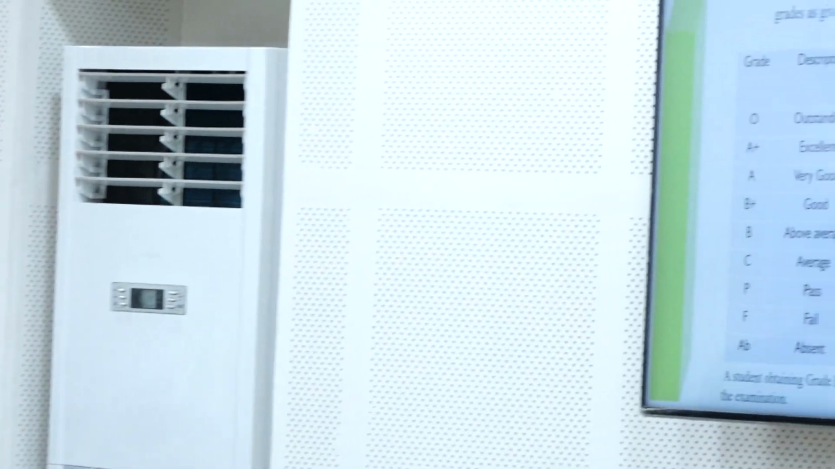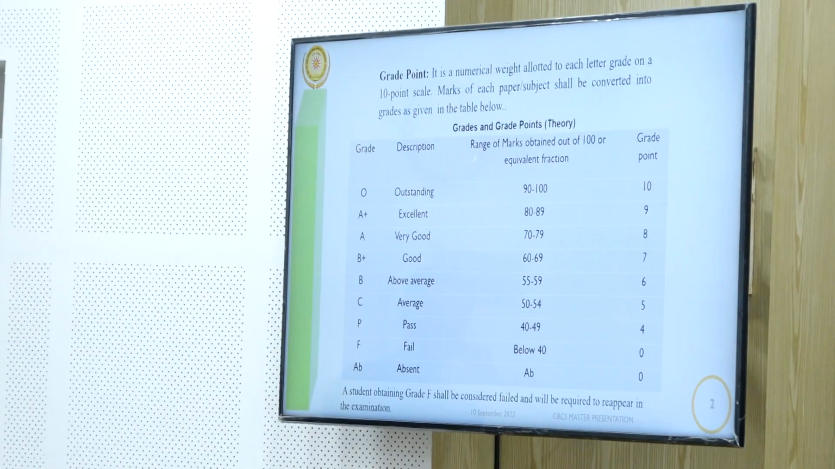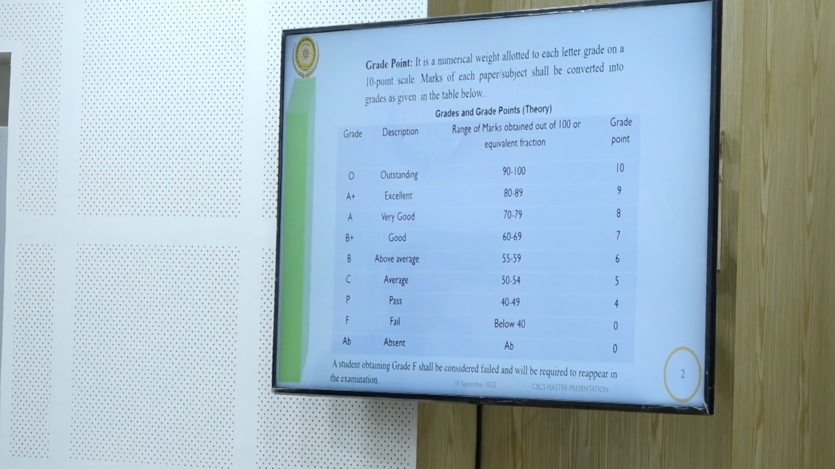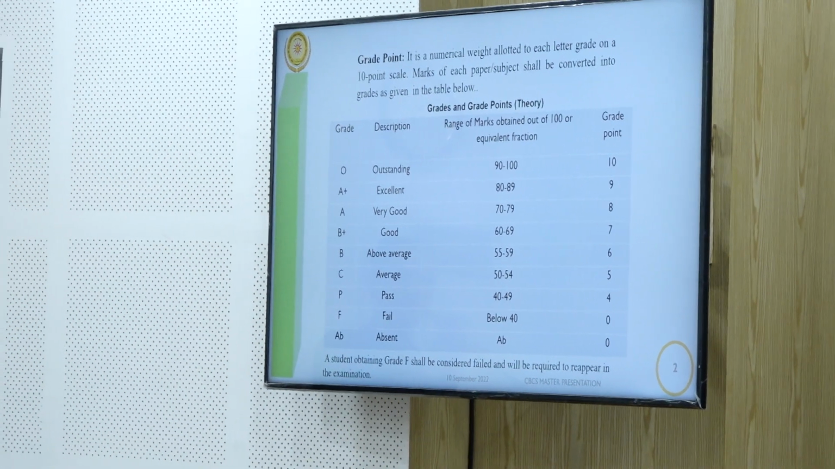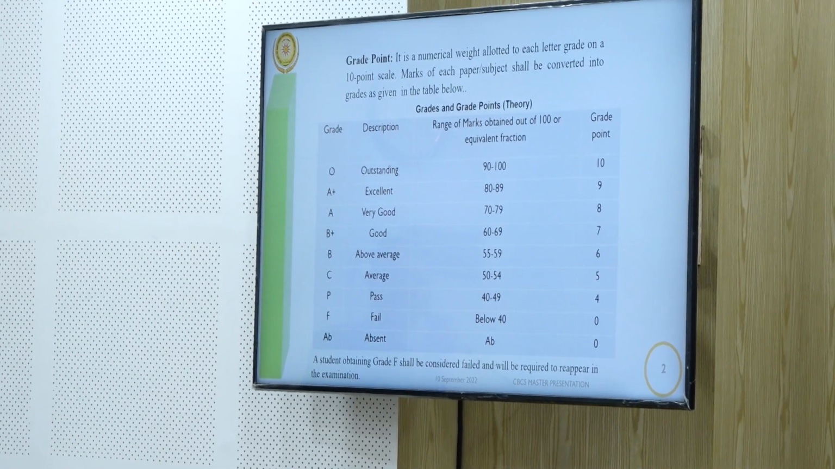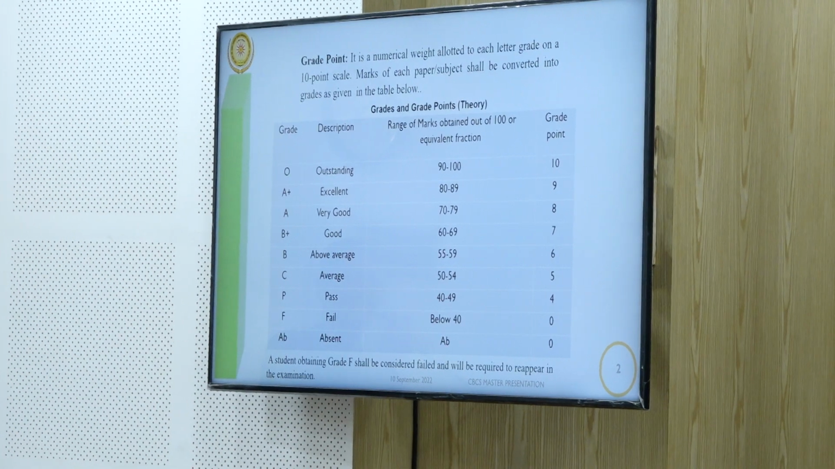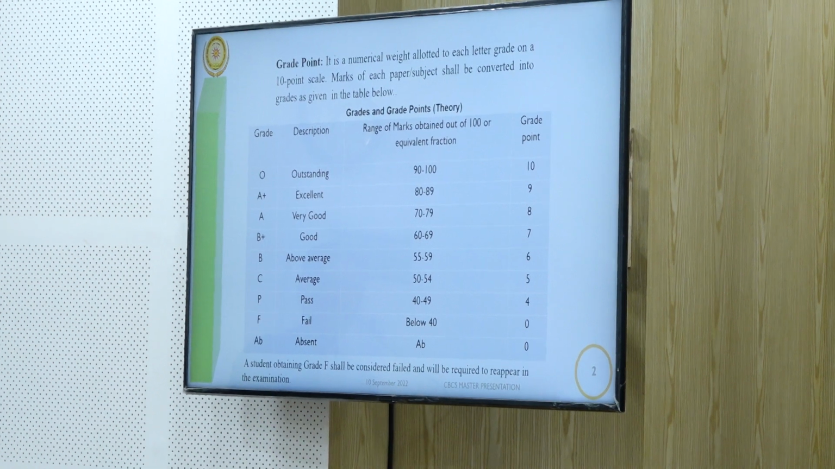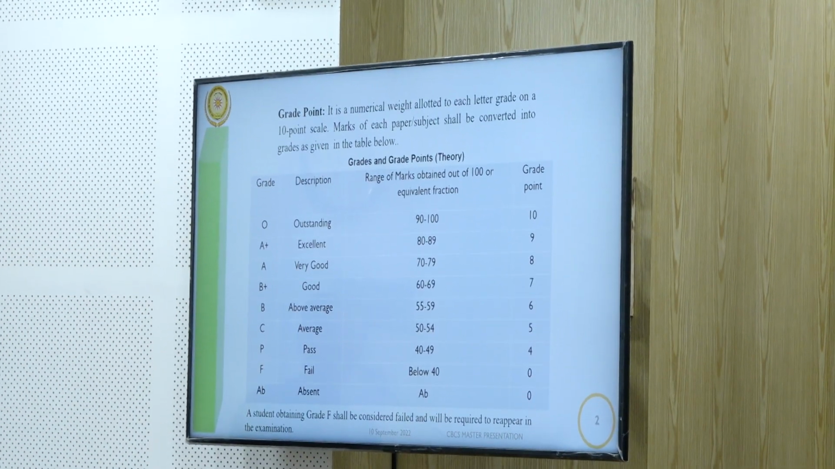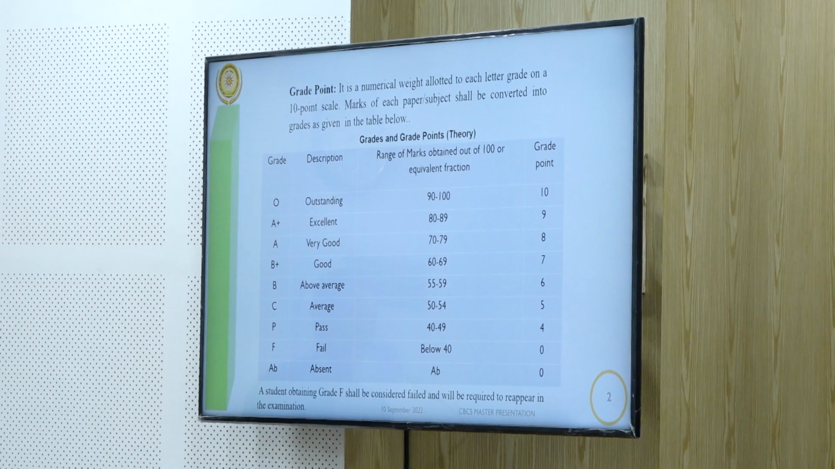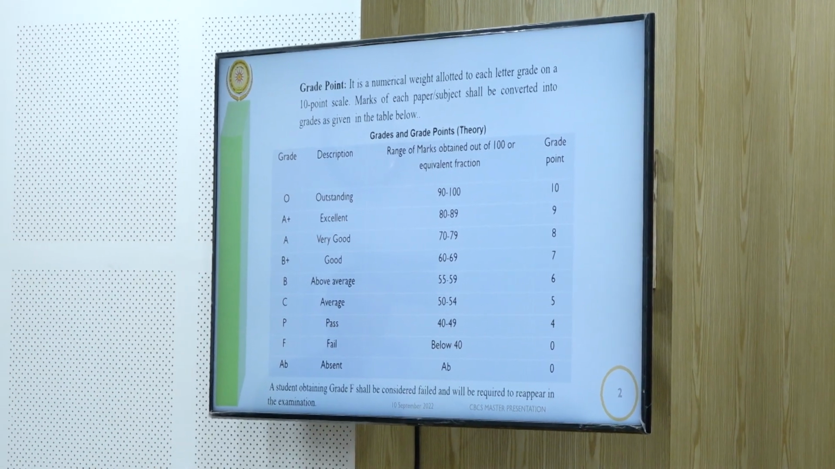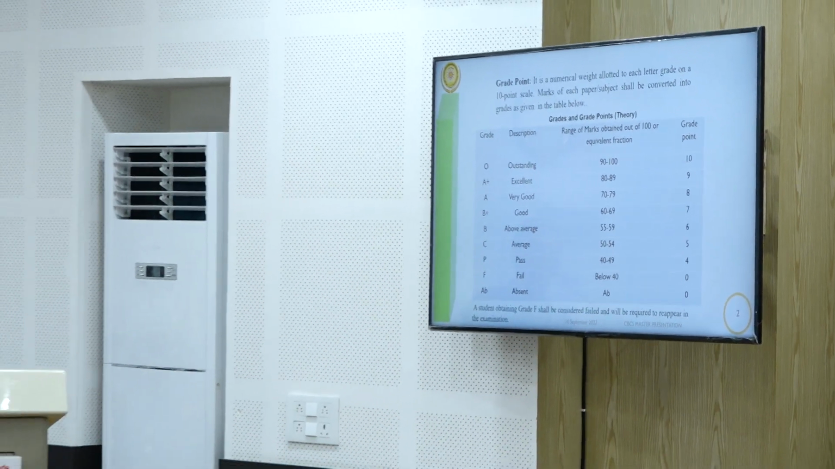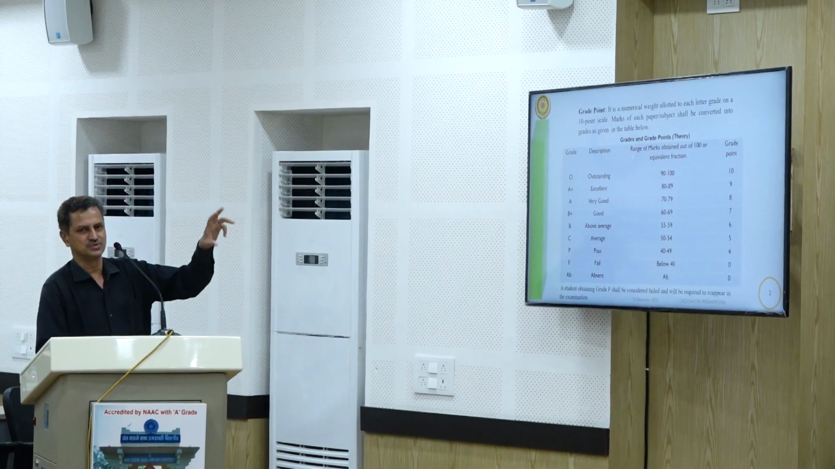grade point is 10. A plus excellent 80 to 89, 9. Then A very good 70 to 79, 8. B plus good 60 to 69, 7. Then B above average 55 to 59, 6. And C is average 50 to 54, and the grade is 5. Whereas P is the pass grade and F is the fail grade. So if somebody scores less than 40, it is 0, that the grade point is 0, and then AB stands for absent. This is with regard to theory.